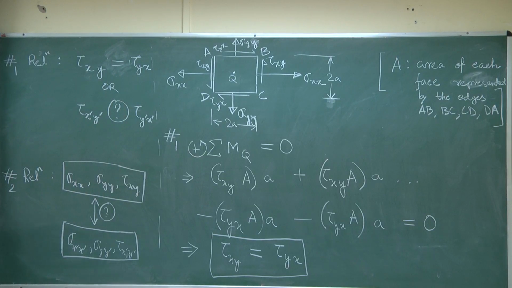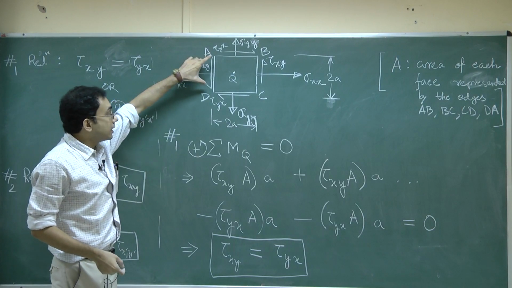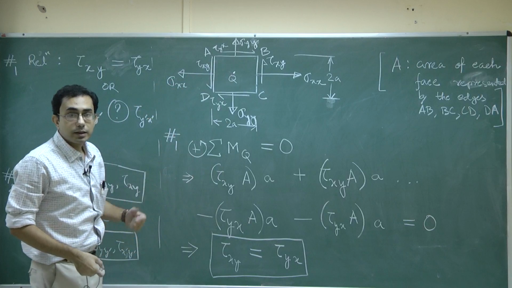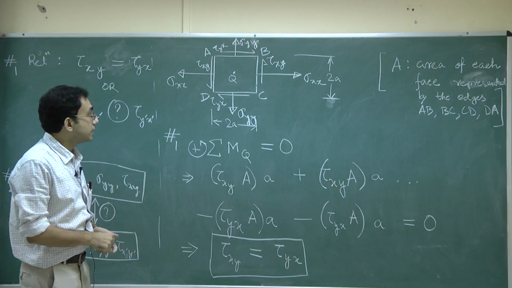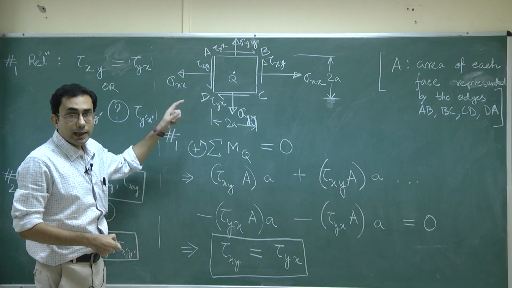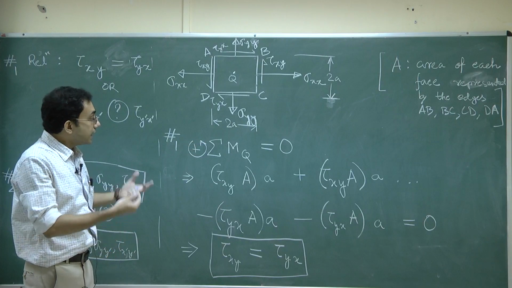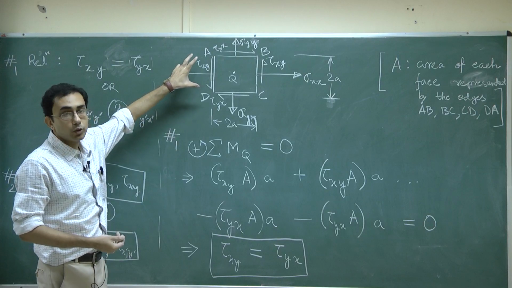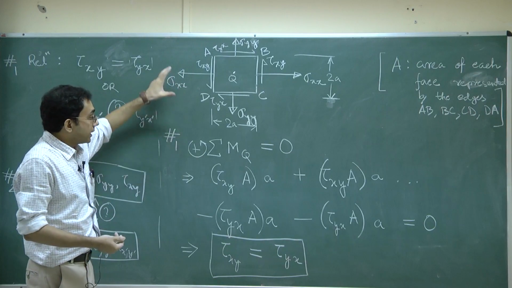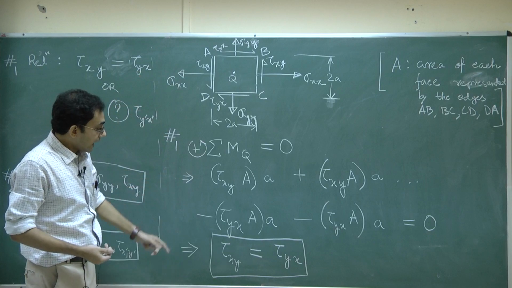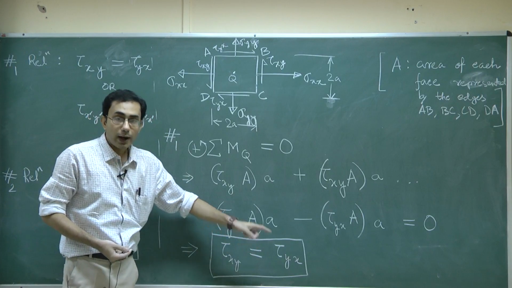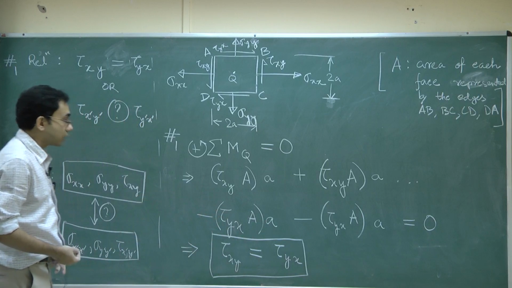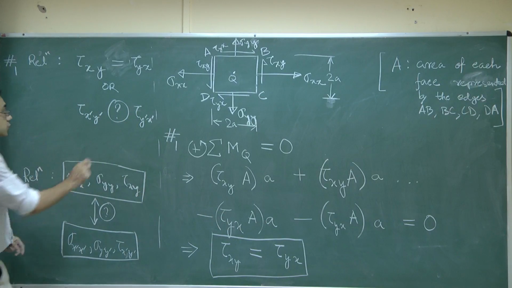Now, you note that I was drawing this diagram about the point Q by considering the xy coordinate system. Suppose instead I had considered my x dash y dash coordinate system. Within that coordinate system also I would have been able to draw a square, and if I proceed exactly like this, I would have ended up with tau x dash y dash is equal to tau y dash x dash. I believe there should not be any confusion about that. So, this answers this question also.